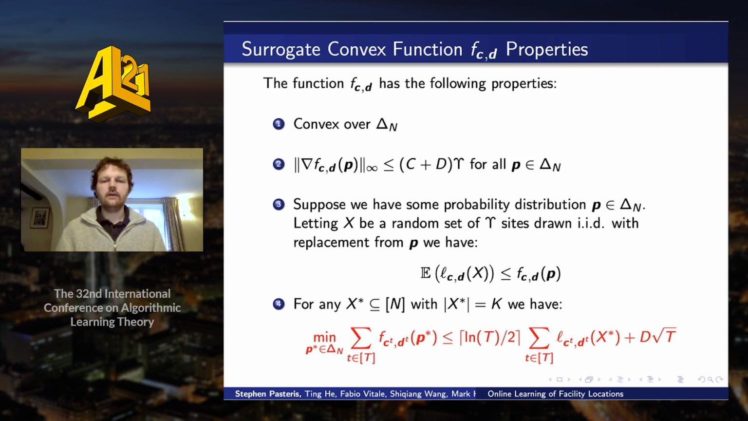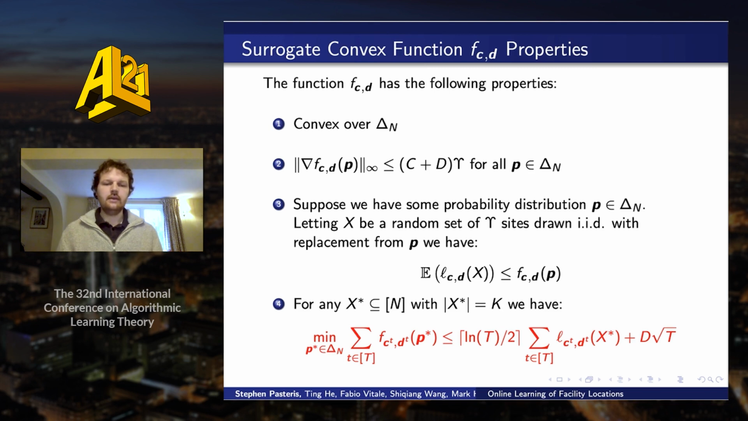Okay, so our surrogate convex function f has the following properties. Firstly, it's convex over the simplex. Secondly, the magnitude of any component of the gradient across the whole of the simplex is bounded above by c plus d times upsilon. Third, suppose we have some probability distribution p in the simplex, a probability distribution being equivalent to a vector in the simplex. So, letting x be a random set of upsilon sites drawn IID with replacement from p, we have that the expectation of Lx is upper bounded by f of p.